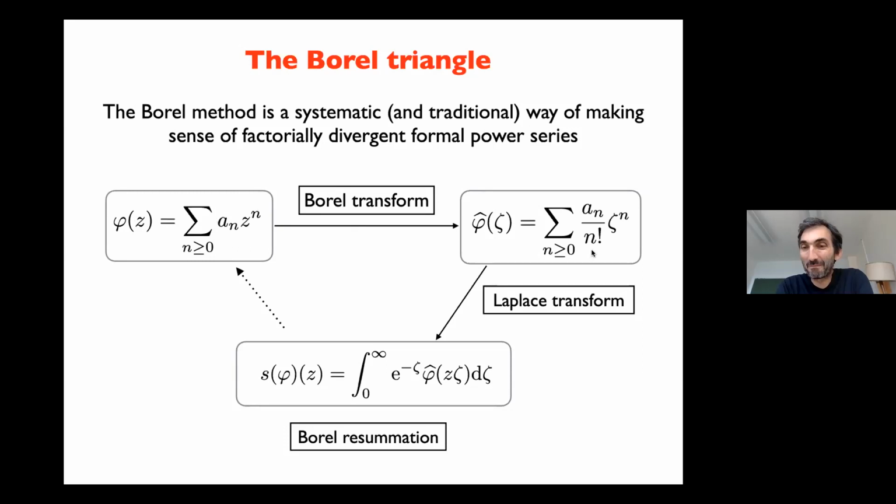You just cut off the factorial growth by dividing every coefficient a_n by n factorial, and then you produce this auxiliary power series in zeta. Zeta is a different variable from z. So this is a new object. And this object is actually analytic at the origin. And this is, in a sense, the main object that we will use in this talk.